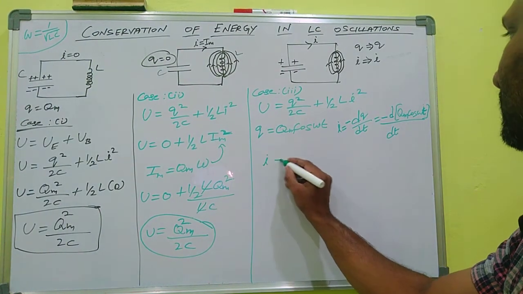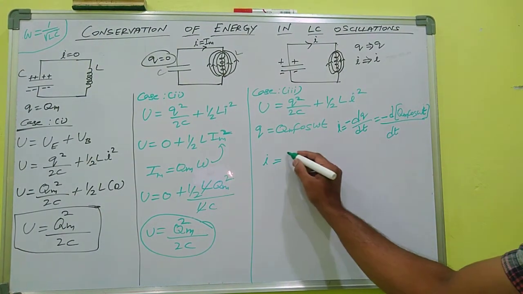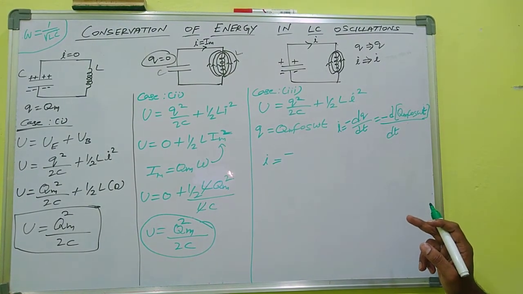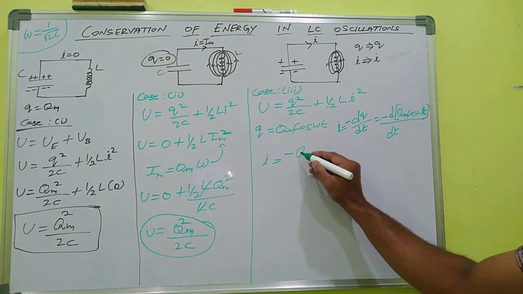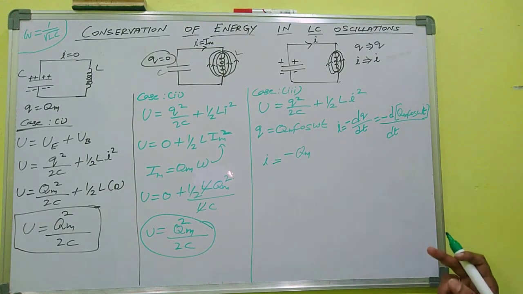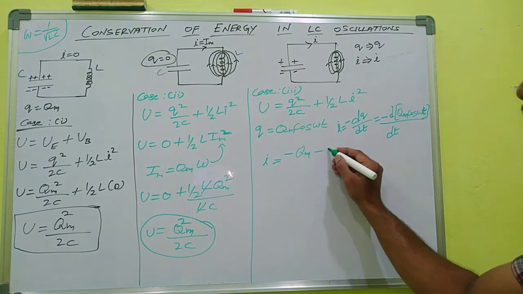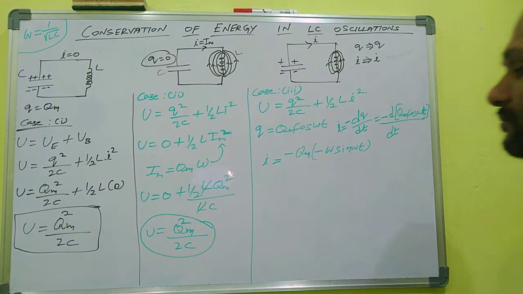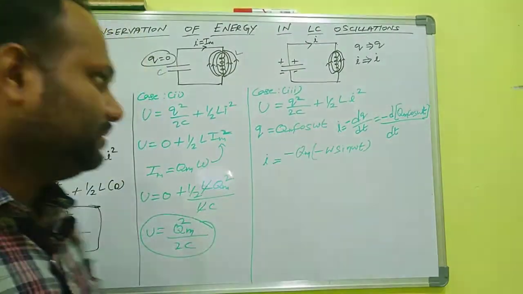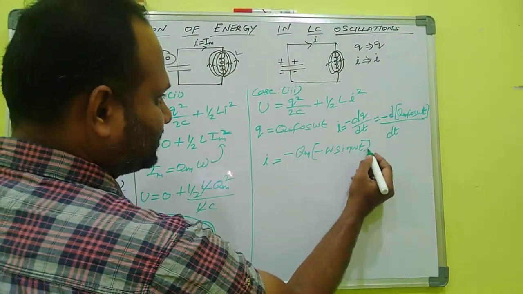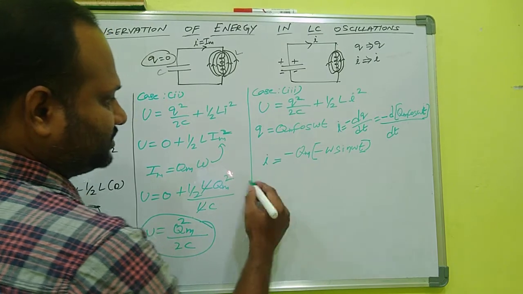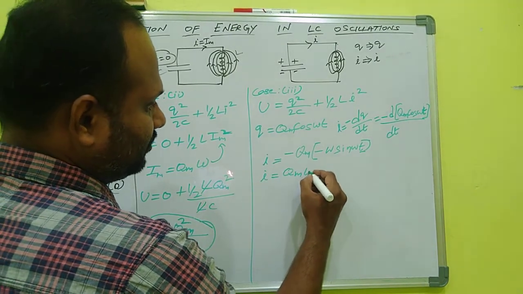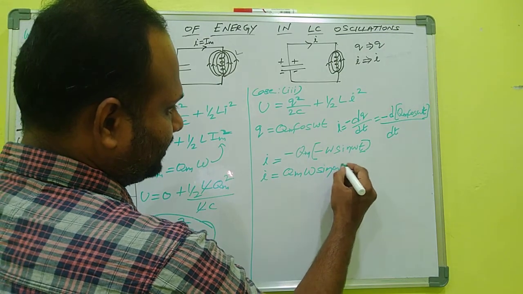So I is equal to minus d by dt of qm cos omega t. We differentiate; qm is constant, so we will take it out. d by dt of cos omega t gives minus omega sin omega t. This is the expression after differentiation. So I is equal to minus of minus, plus, so qm omega sin omega t.